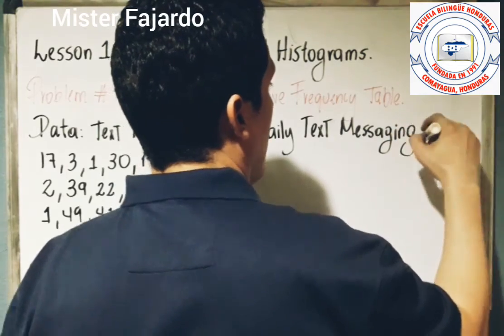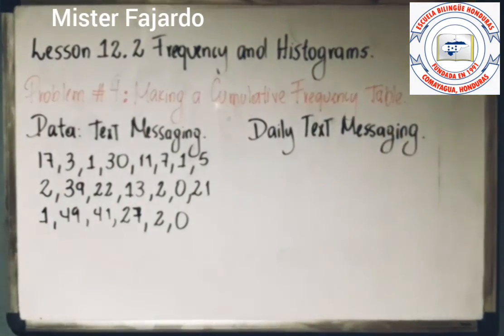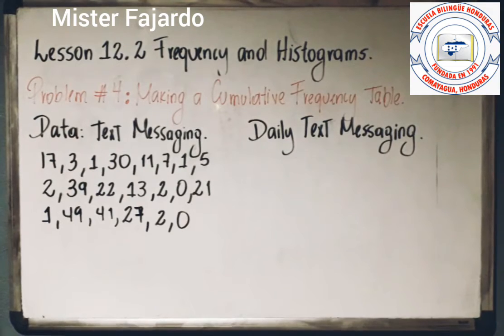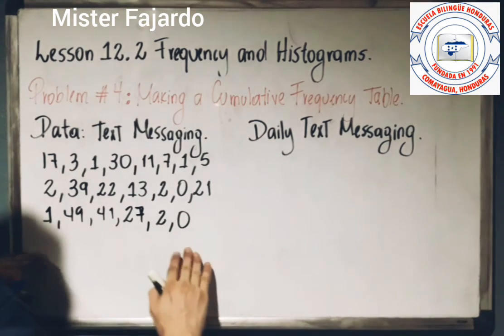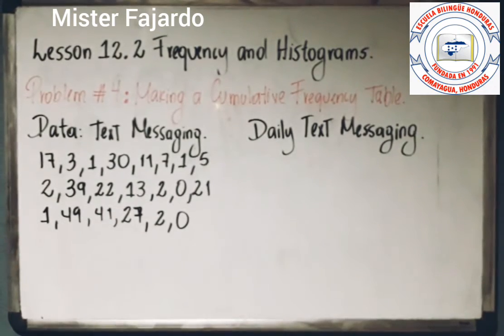And what we need to have in that table is the number of text messages, because the problem says: the number of text messages sent on one day by different students are shown below. What is a cumulative frequency table that represents that data? That's the number of messages that the student sent in one day.